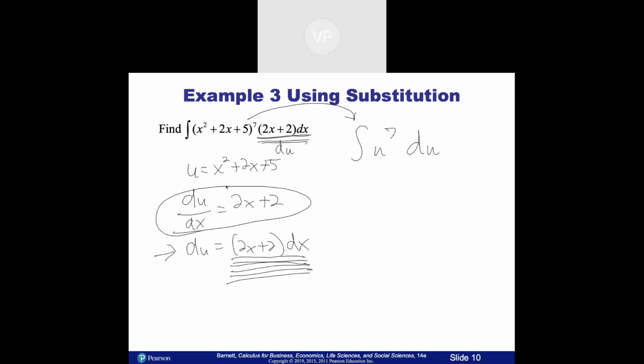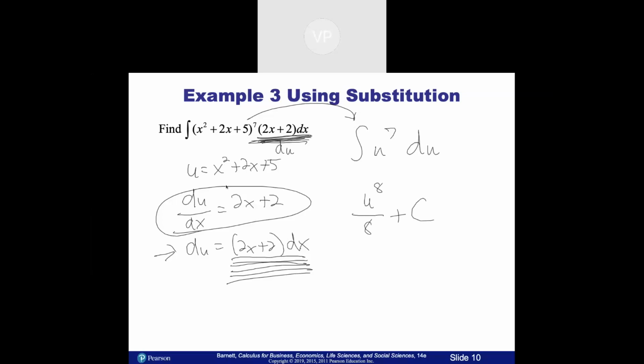And now later on, you might ask, well, what happens if it's not there? We'll deal with that in a bit. But right now, that's exactly what it is. So that whole thing here becomes a du, and my new problem is u to the 7th du. And now we integrate with our new rules. And remember, like I said, the calculus is the easy part. That's it right there. Okay, the only problem is we're not quite done.